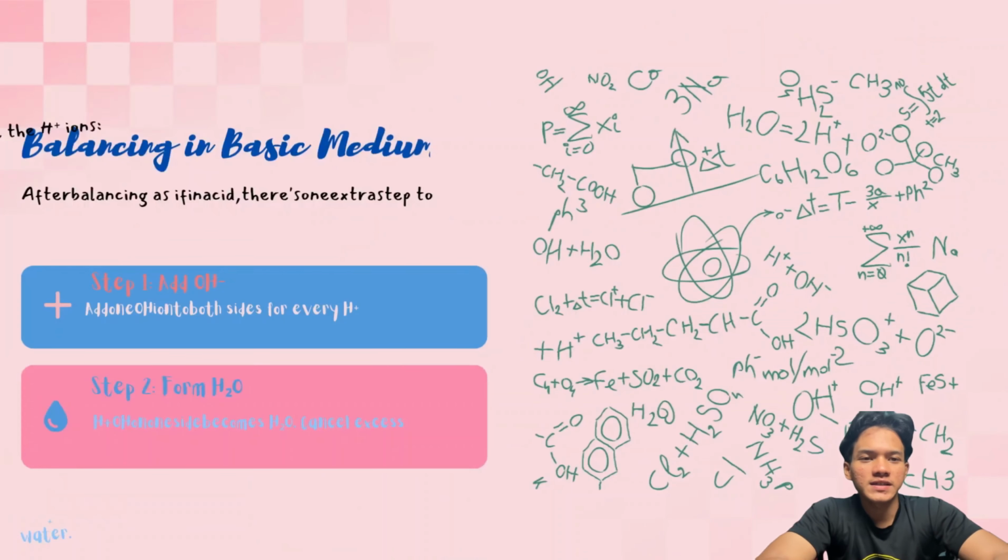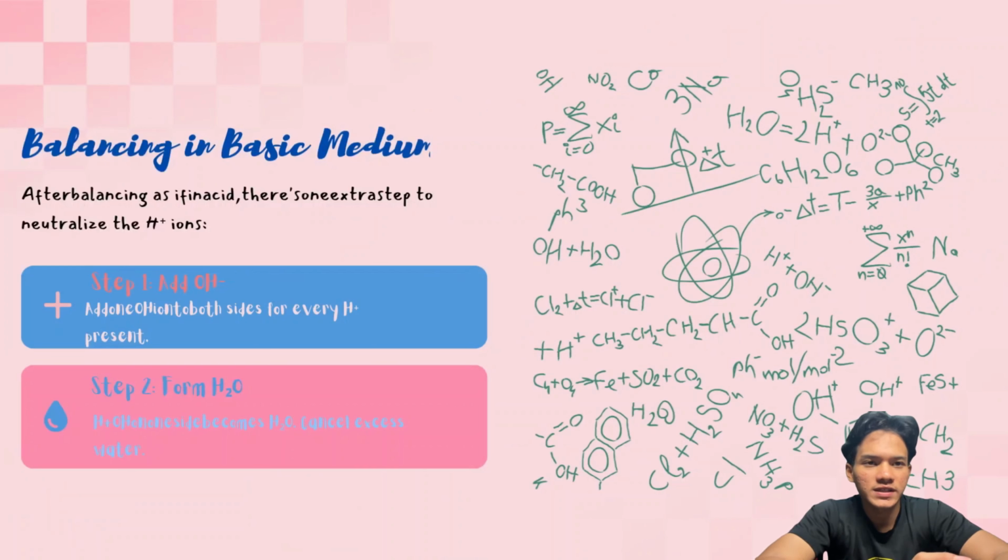Balancing a redox reaction in basic medium. After the equation is balanced in acidic condition, hydrogen ions are still present in the equation. To change the reaction into basic condition, hydroxide ions are added to both sides of the equation to neutralize the hydrogen ions. Each hydrogen ion reacts with a hydroxide ion to form water. If there are extra water molecules on both sides, they are cancelled out. The final equation represents a redox reaction balanced in a basic medium.